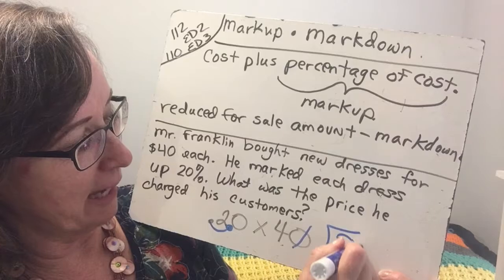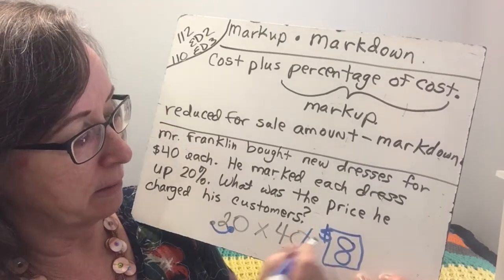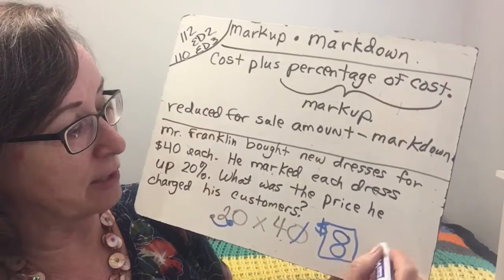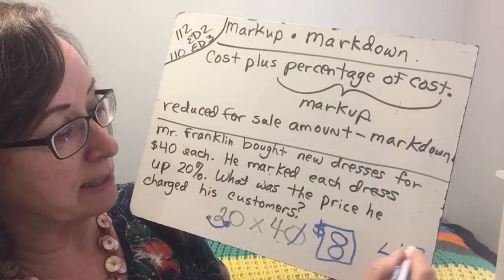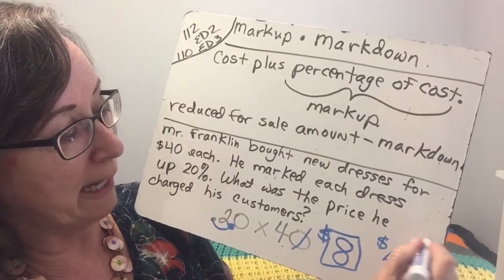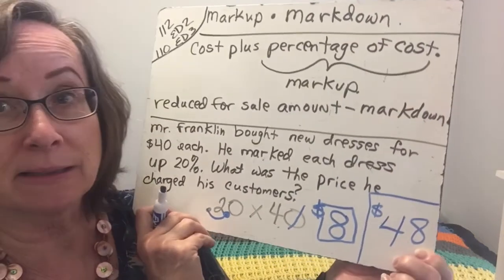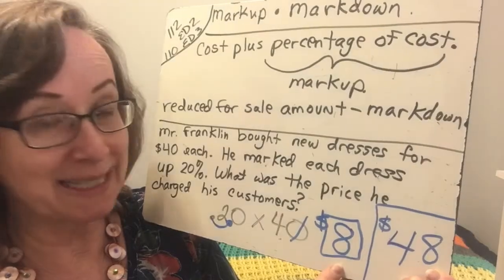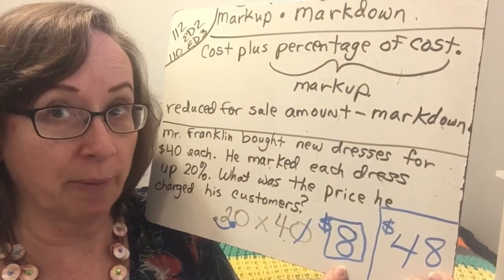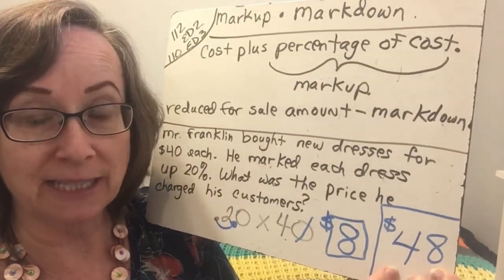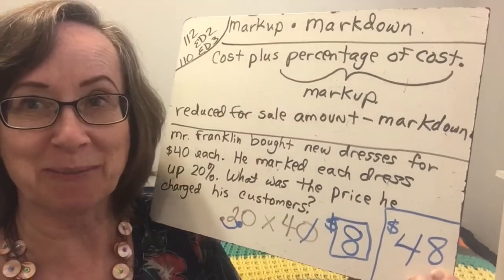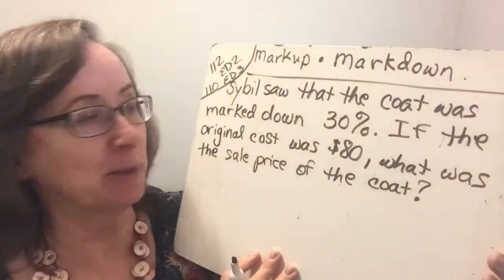So we have an $8 markup, which means we take the $40 plus the $8, and he is going to sell each dress for $48 so that he makes some money as a merchant. So we would say $8 is the markup, but $48 is the new price, which is what we were asked in the problem. Okay, here is example 2.